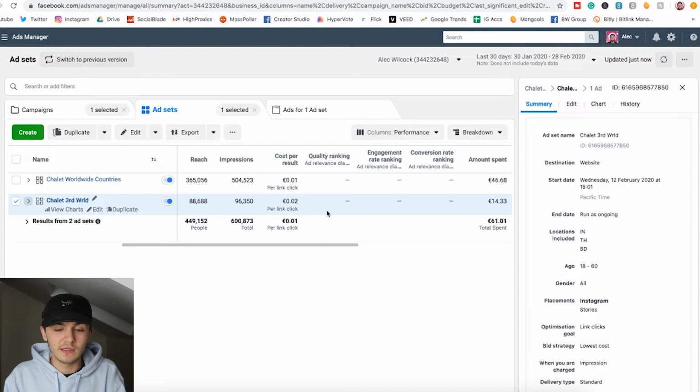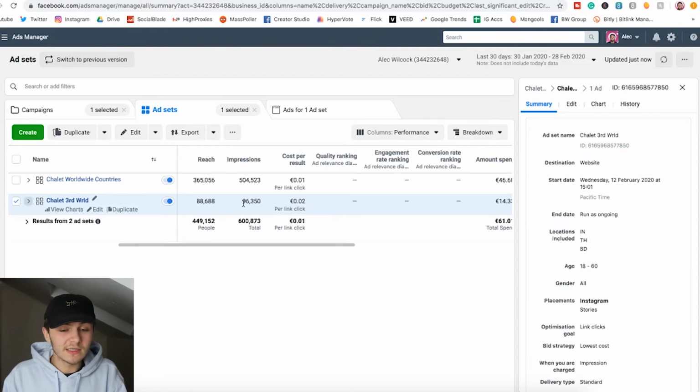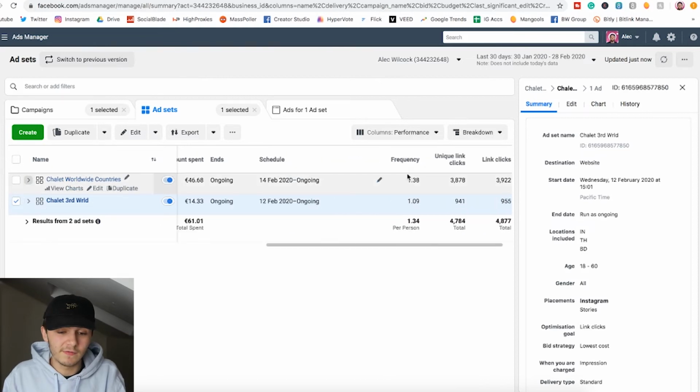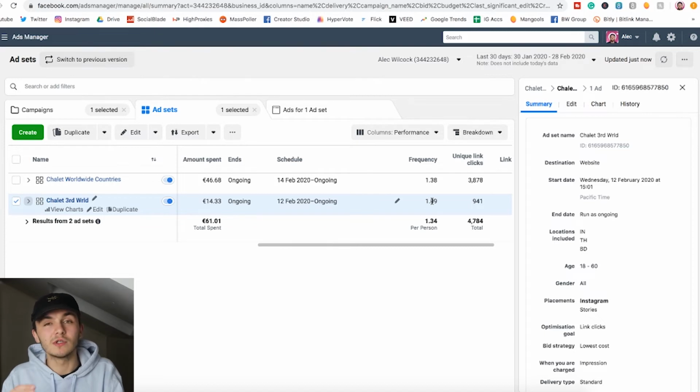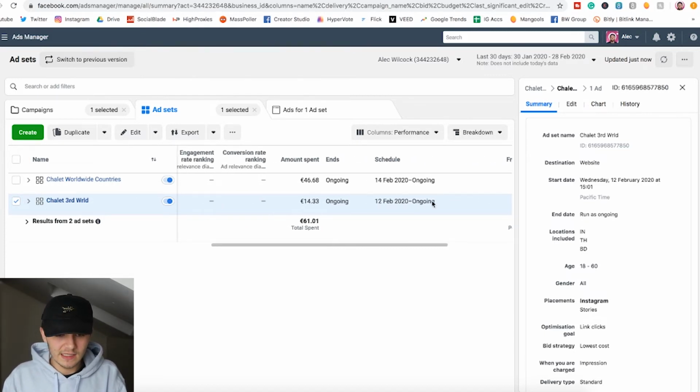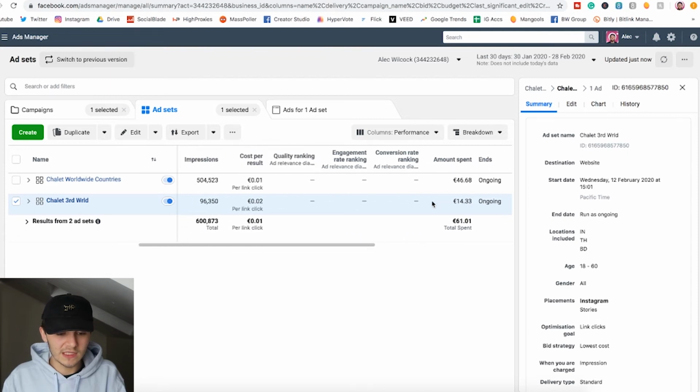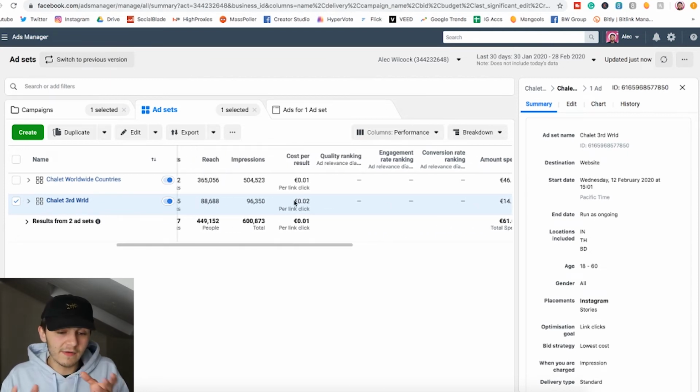I still got nearly 100,000 impressions, and I reached nearly 90,000 unique people. That means a few of the people saw the ad more than once. So here you can see that the frequency is actually 1.09, meaning that the ad was shown on average 1.09 times to a person. And yeah, so here we can see that I got on average 2 cents per click, but I wasn't happy with that.